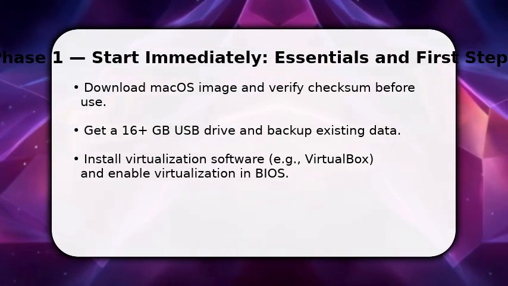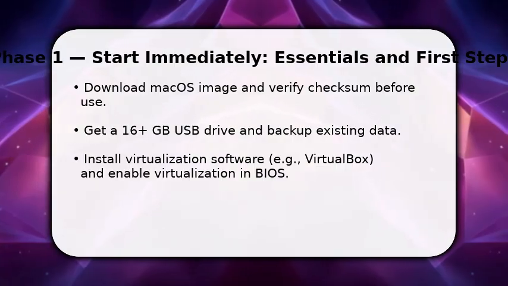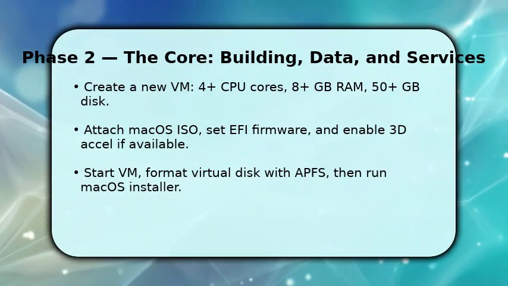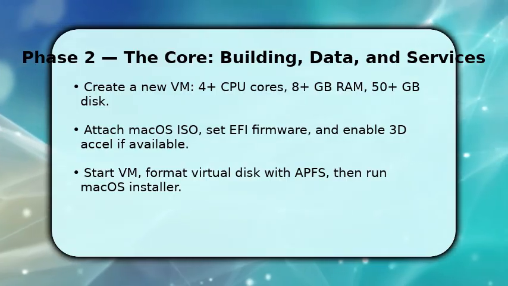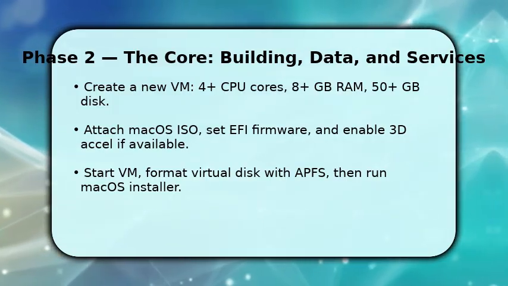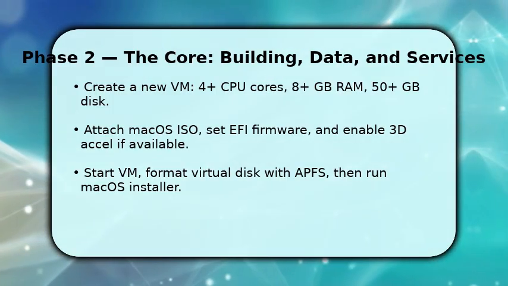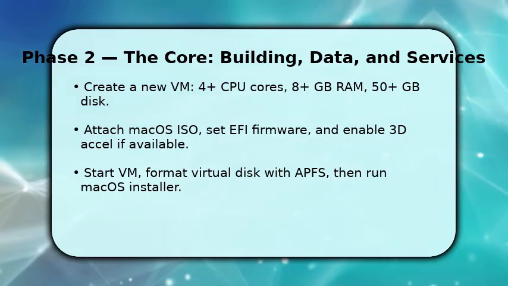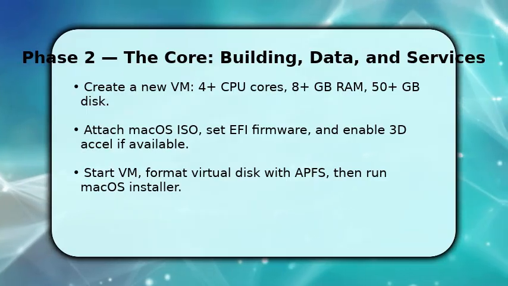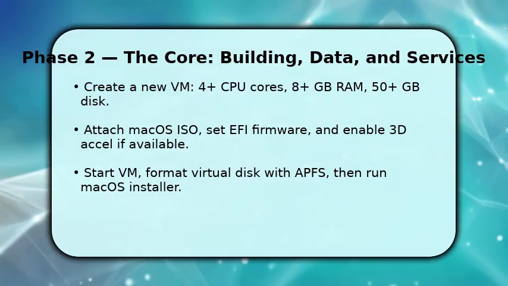Now you configure the virtual machine precisely. Allocate 4 or more CPU cores, at least 8 GB of RAM, and a 50 GB or larger virtual disk, so Mac OS has room. Attach the Mac OS ISO or USB image and choose EFI firmware. Make sure 3D acceleration is enabled for graphics if the hypervisor supports it.